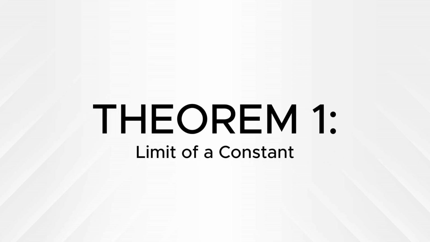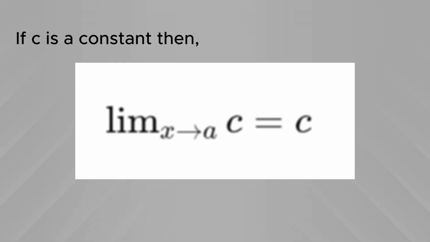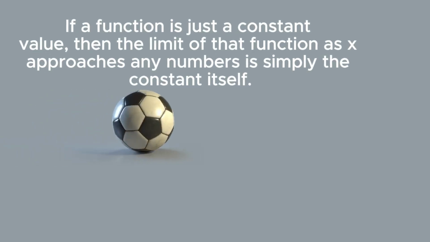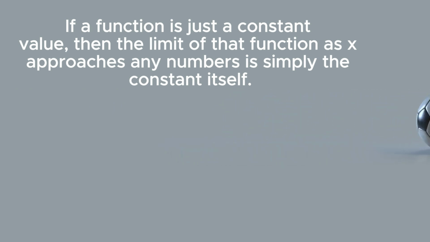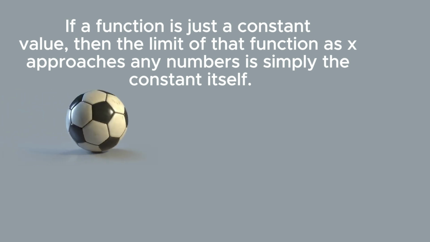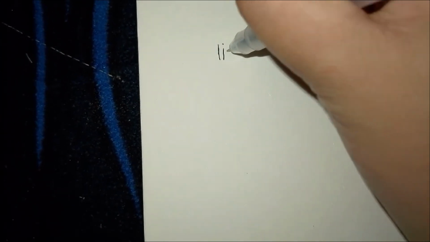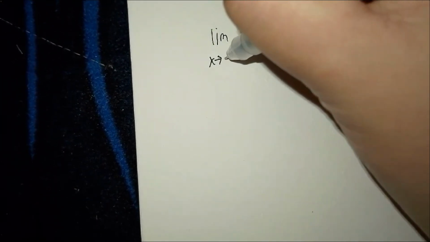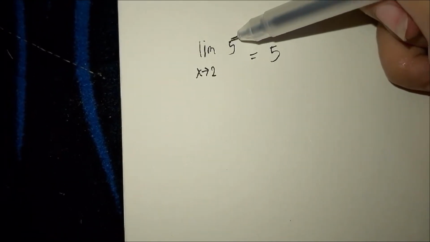So let's proceed with Theorem 1, which is the limit of a constant. It says that if c is a constant, then the limit of c as x approaches a is equal to c. That means if a function is just a constant value, then the limit of that function as x approaches any number is simply the constant itself. To illustrate, the limit of 5 as x approaches 2 is 5 because 5 is a constant.